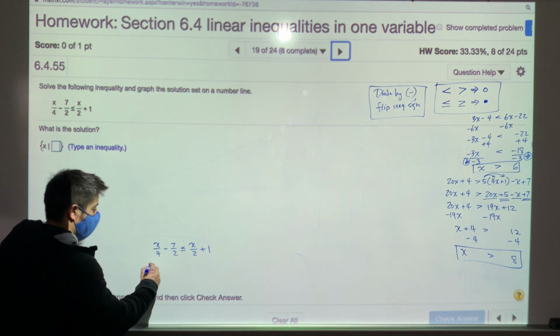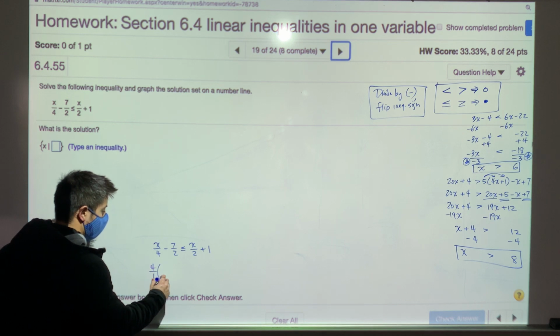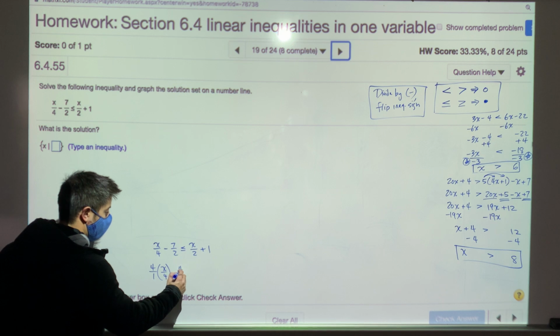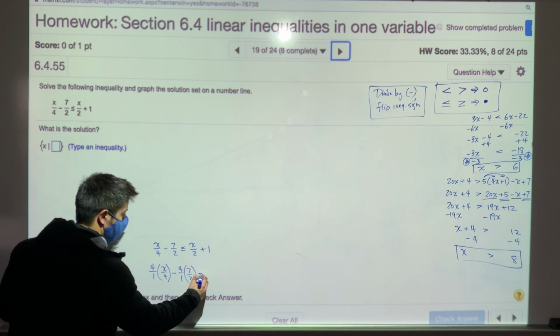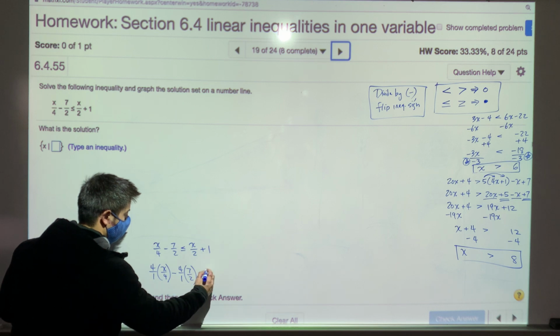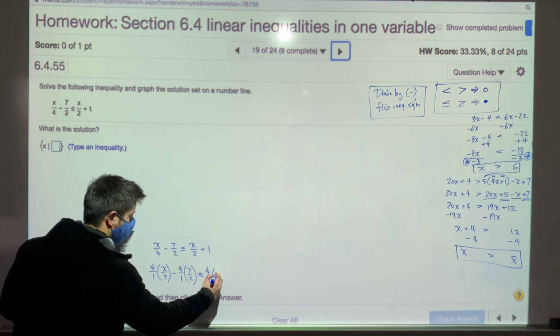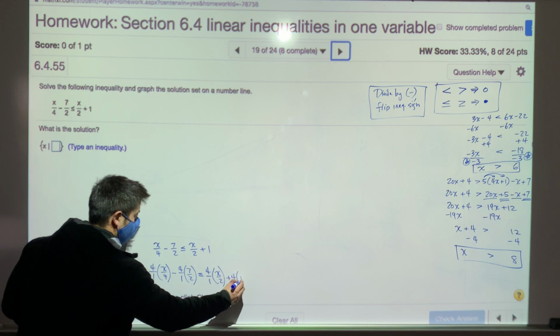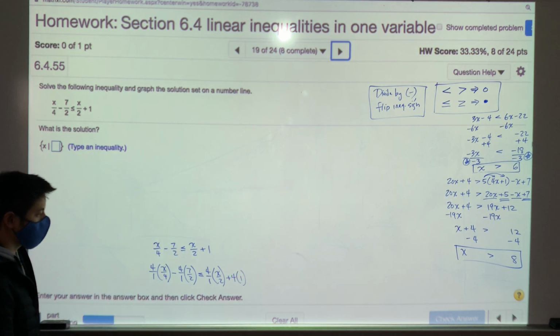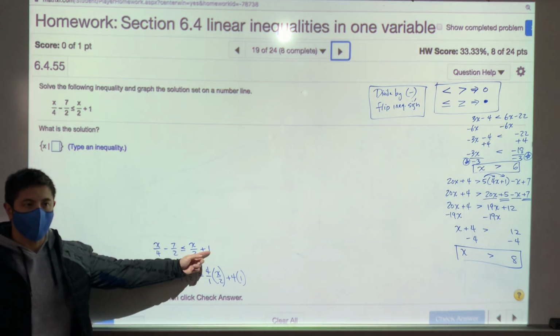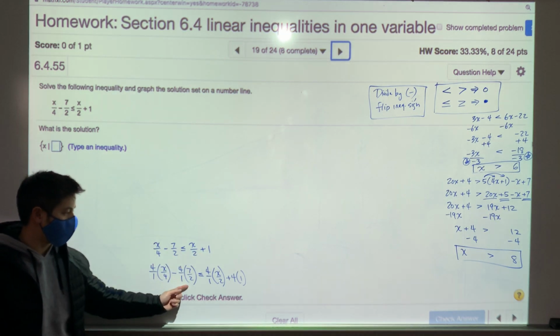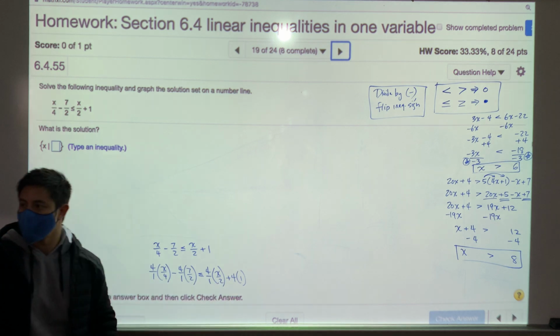So I would multiply 4 by the x over 4 minus 4 times the 7 over 2. Bring down that inequality sign. 4 times the x over 2, and then 4 times the 1. What did I do there? I multiplied what would have been the lowest common denominator by each of the 4 terms.